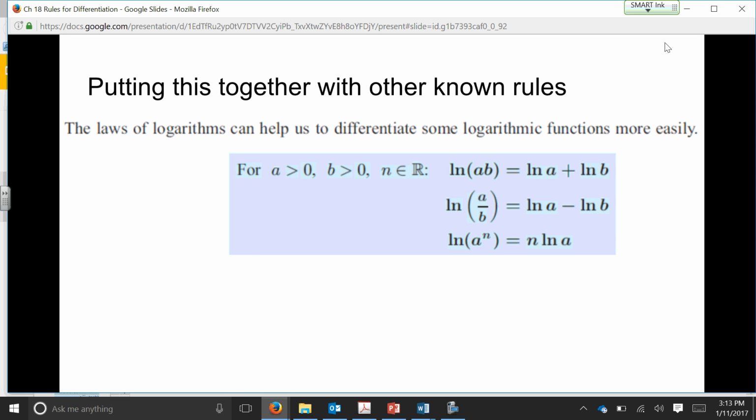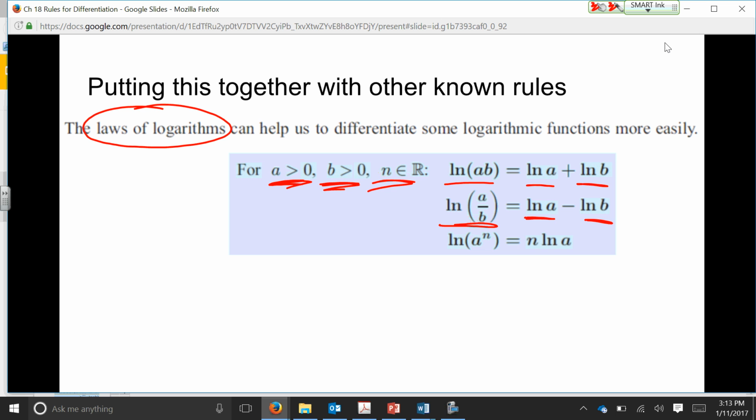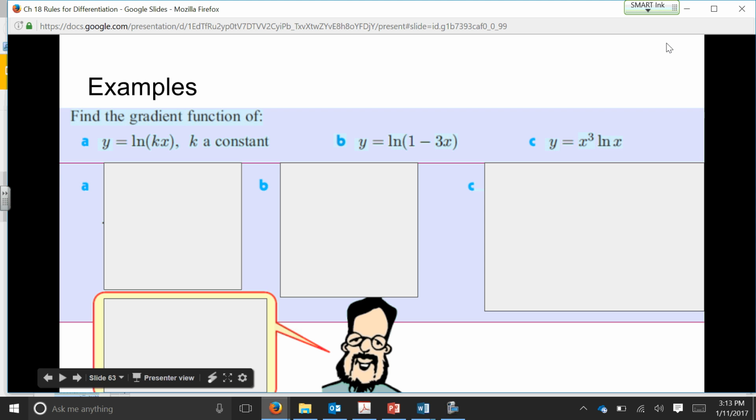But before we look at those examples, we want to make sure that we have in mind some laws of logarithms that are going to help us work with these functions as well. Now, these functions require that a and b are both positive, and n is a real number. But if we have the natural log of a product, that's equal to the sum of the logs. If we have the natural log of a quotient, that's equal to the difference of the logs. And if we have the natural log of some value a to the n, you just take that n and slide it right in front and have n times the natural log of a. Just a review from previous stuff that we've already discussed.